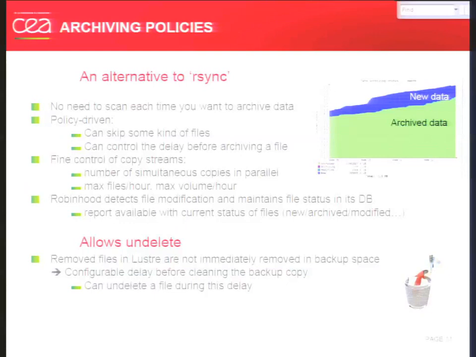So it is policy driven, so you can put whatever rules you want to tell this data needs to be copied before that one, this one is more important than the others, etc. And so Robinhood is keeping track of which data has been copied and which data has not, and if a file is modified in Lustre, it will try to copy it again, etc. It can control the number of copies you are doing and the volume and so on.